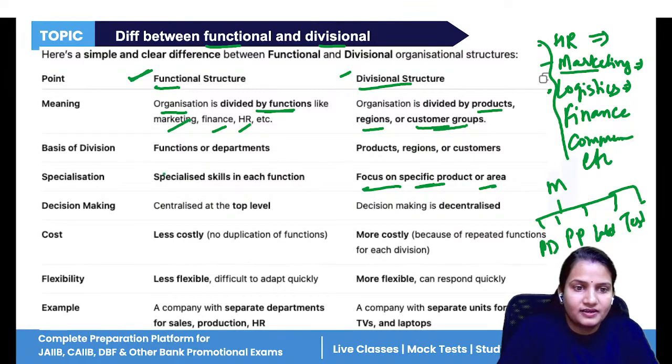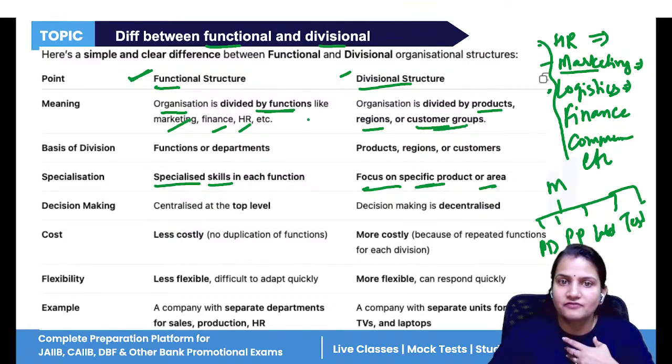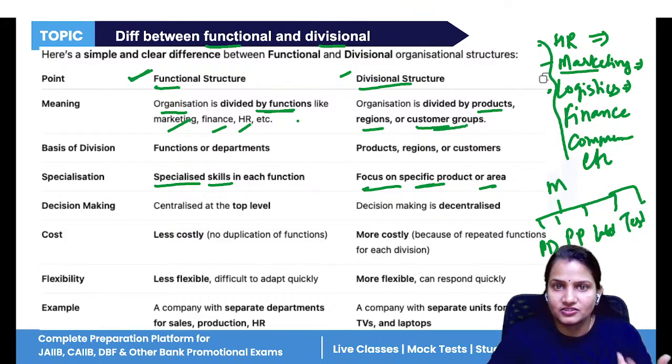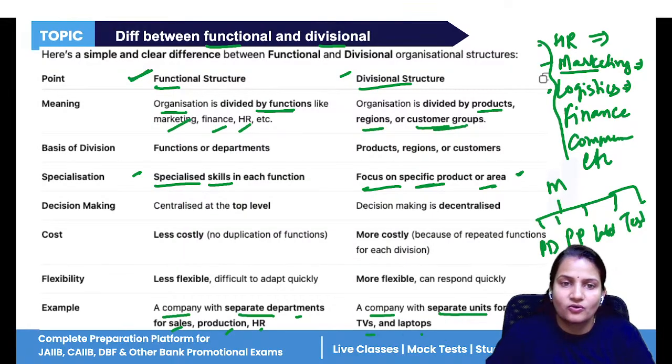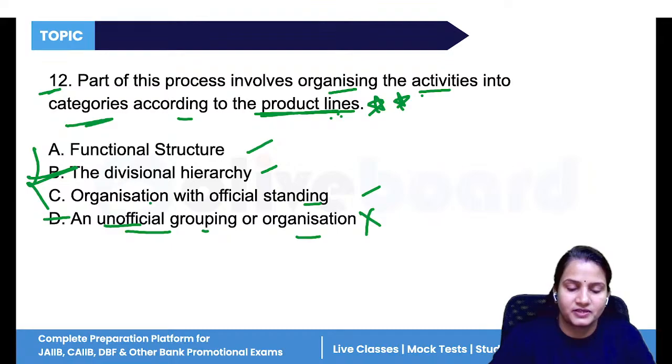All right. Now here specialized skills are there. Like if I'm good at managing people, managing employees, I can be a good HR. If I know what product should be launched at what time, I know the basics of marketing, so I have that specialization. So it uses specialized skills in each function. Like a company with separate departments for sales, production, HR, and a company with separate units for mobile, TV, and laptop. So it is more specific. All right, so option B is the correct answer.